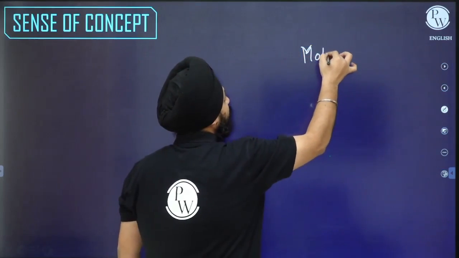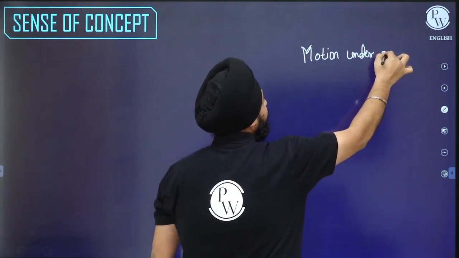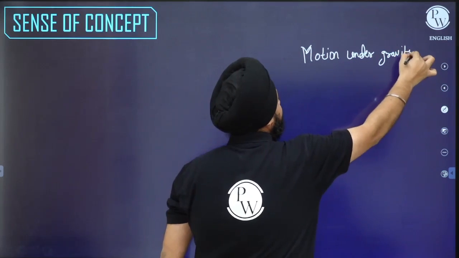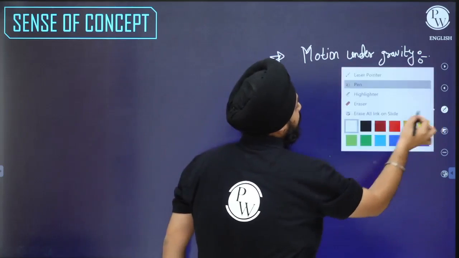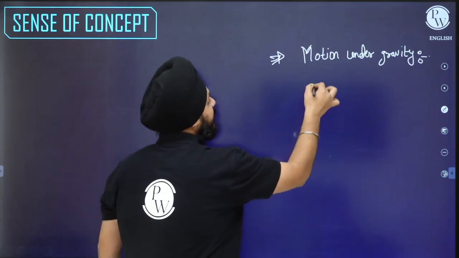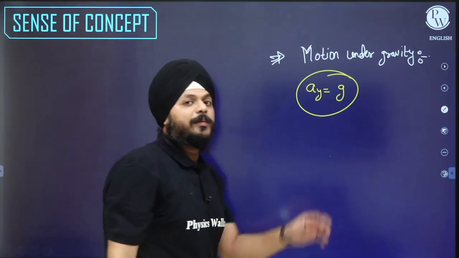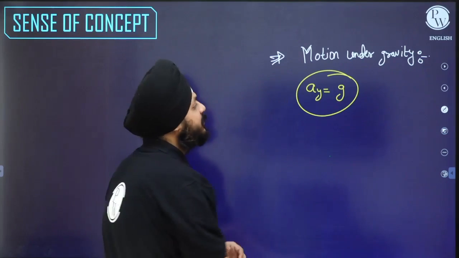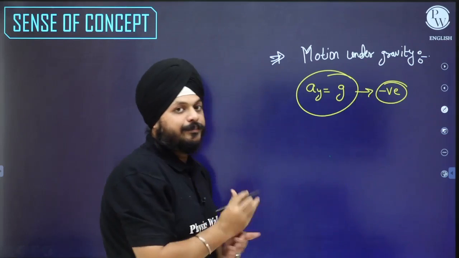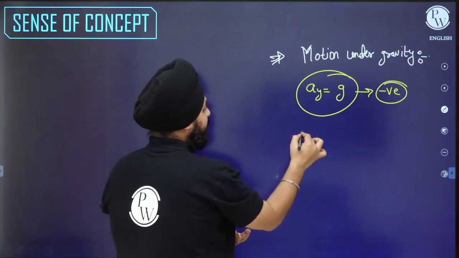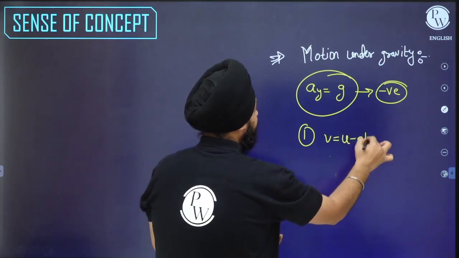Now, if I'm talking about the motion under gravity, rapidly I'm writing down the three equations, because these are the only things that are used. First, motion under gravity means that acceleration in the y direction is g. If I'm talking about our sign conventions, especially for this session, then this is in the downward direction. It means we are considering it as negative. So if we are considering this as negative, then the equation of motion can be written as v is equal to u minus gt.